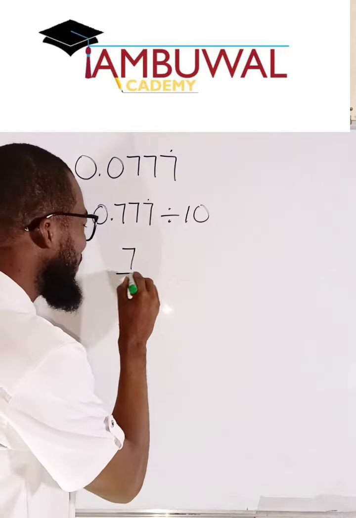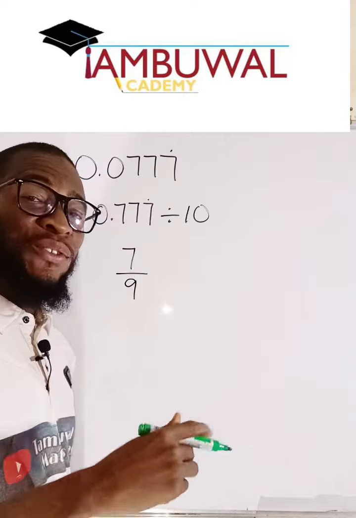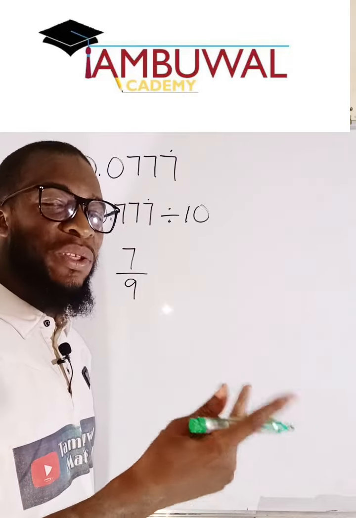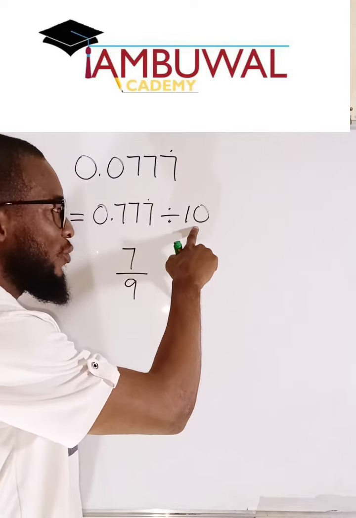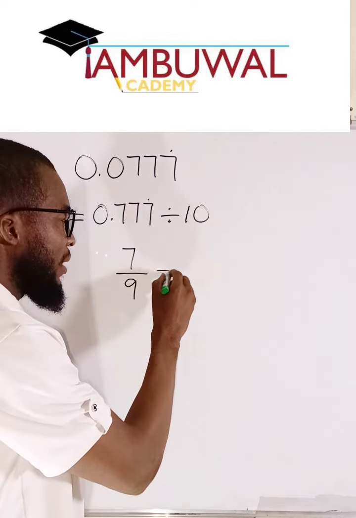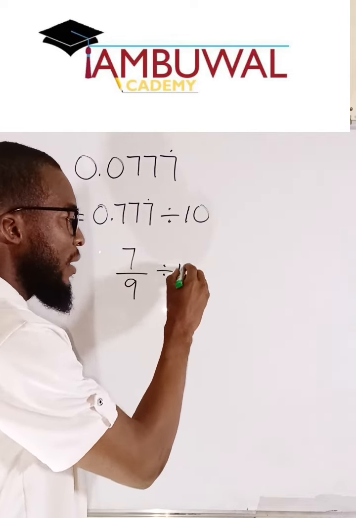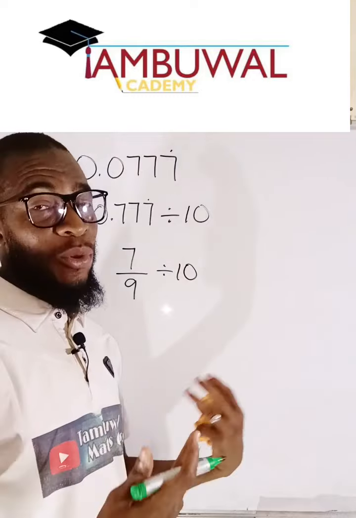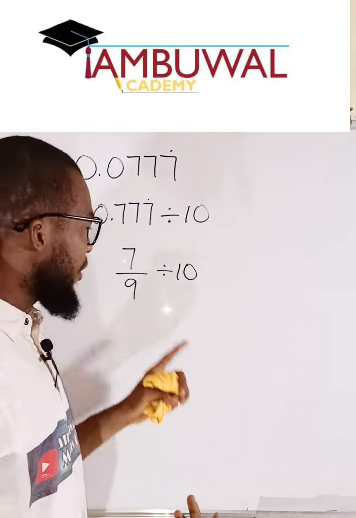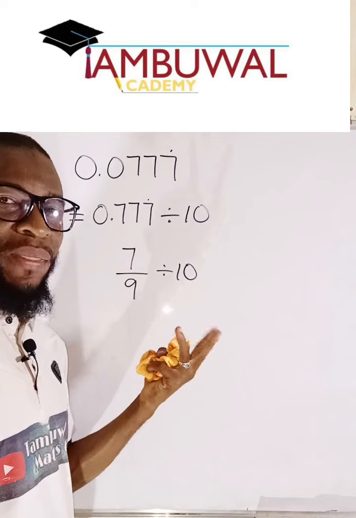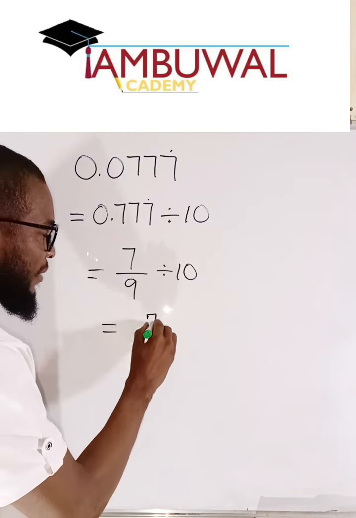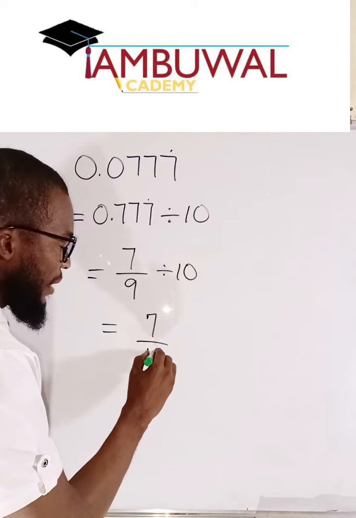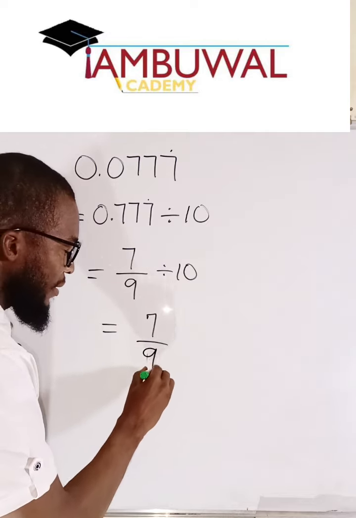It is a single number that keeps on repeating, so you divide by a single 9. If it is two numbers that keep on repeating, you divide by two 9s, 99. But don't forget to divide by 10. Dividing by 10 is the same thing as multiplying by 1 divided by 10, right? Just multiply the 9 by that 10. And this is equal to 7 divided by 90, right?